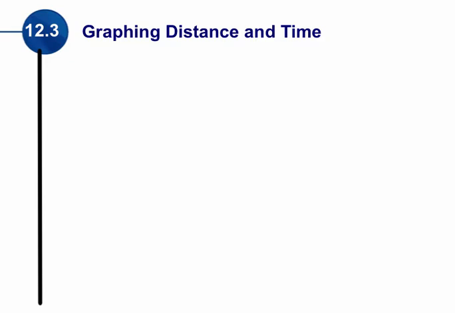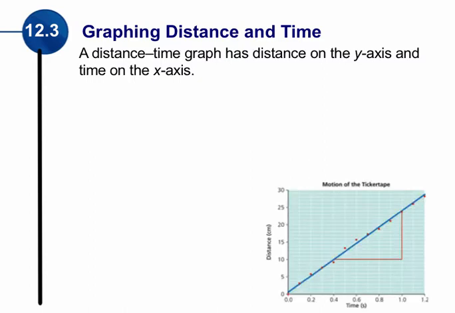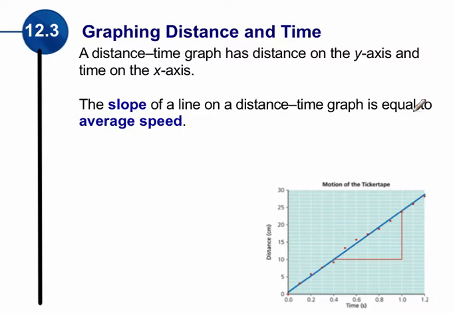So let's look at graphing distance and time. Now, if we had a distance-time graph, we always graph the distance on the y-axis and the time on the x-axis. So if we look at this graph, we see that over here on the y-axis is the distance and time is always on the x-axis. The slope then of this distance-time graph is equal to the average speed.